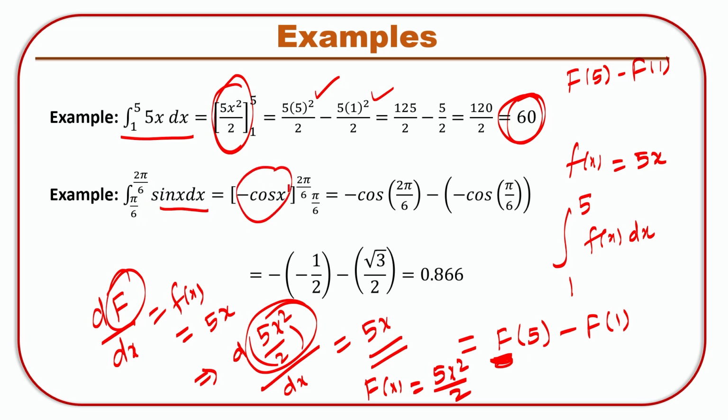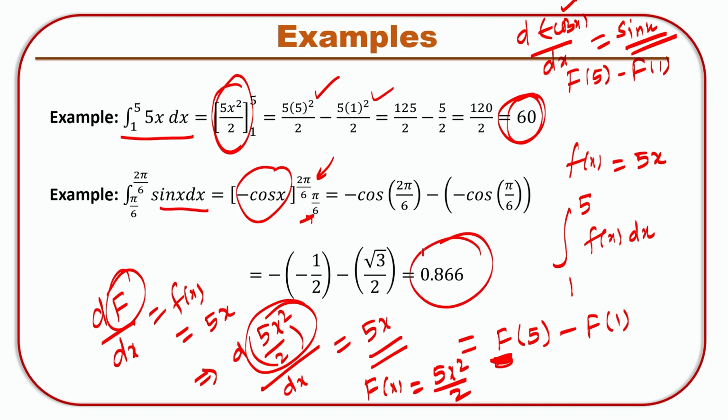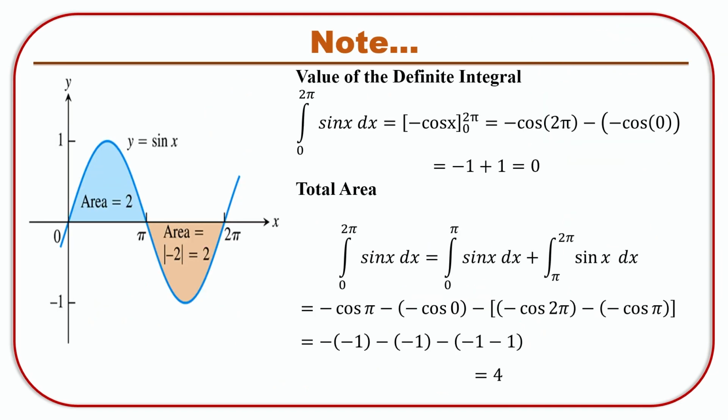Similarly, the integral from pi by 6 to 2 pi by 6 of sin x dx. I know that if I take the derivative of minus cos x, it will give me sin x. That means minus cos x is my required function, the antiderivative of sin x. Taking the limit from pi by 6 to 2 pi by 6, it will give me 0.866.